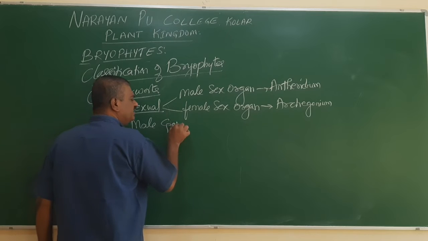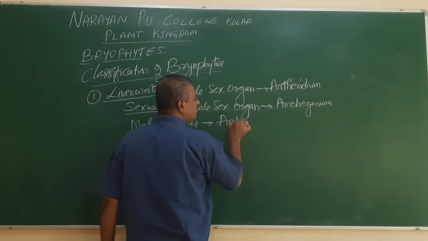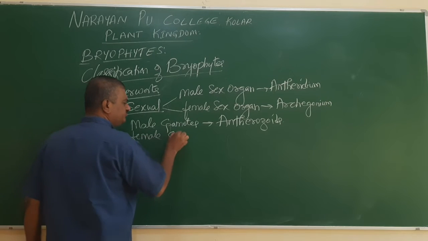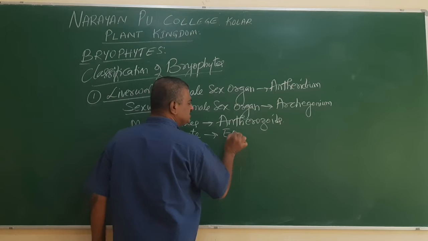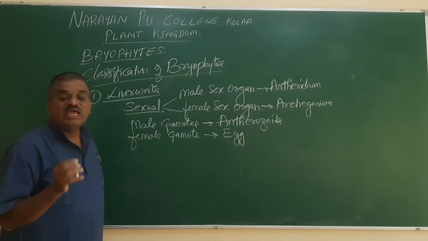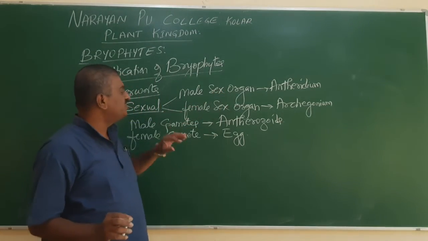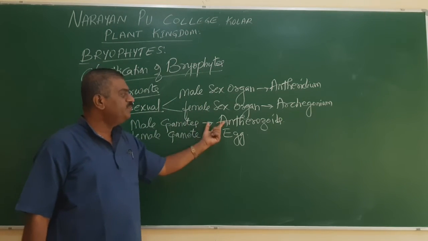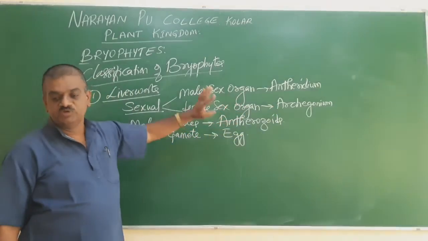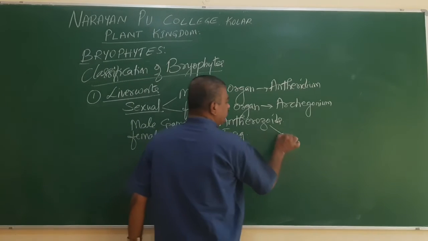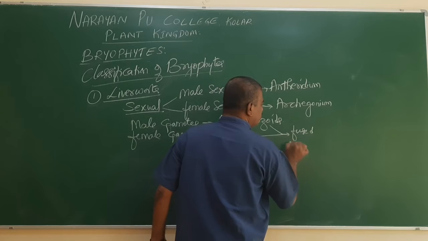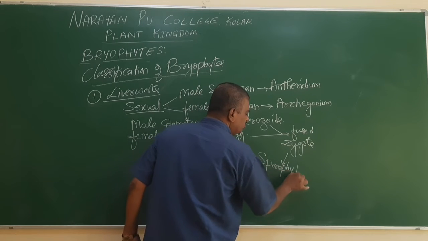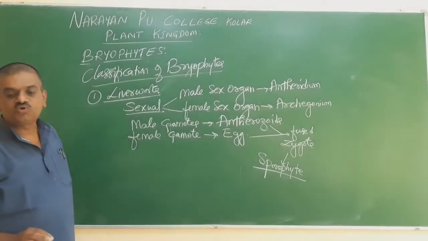The male sex organs produce male gametes called antherozoids, and the female gamete is called egg. From the male plant, the antherozoids are released in the water. Once released, the antherozoids swim in the water and reach the archegonium. Once they reach the archegonium, they fuse together. The antherozoid and egg fuse to form a zygote. This zygote gives rise to a sporophyte, a sporophytic plant.